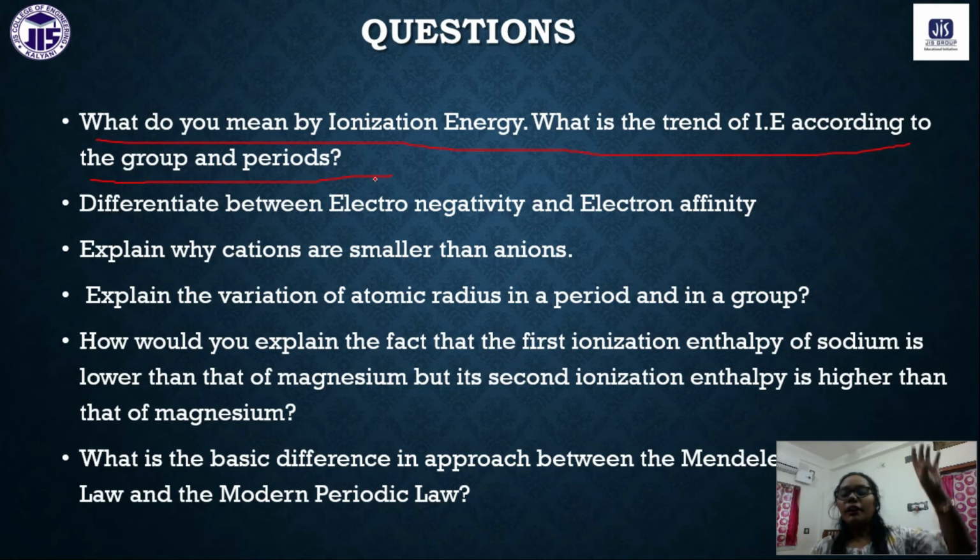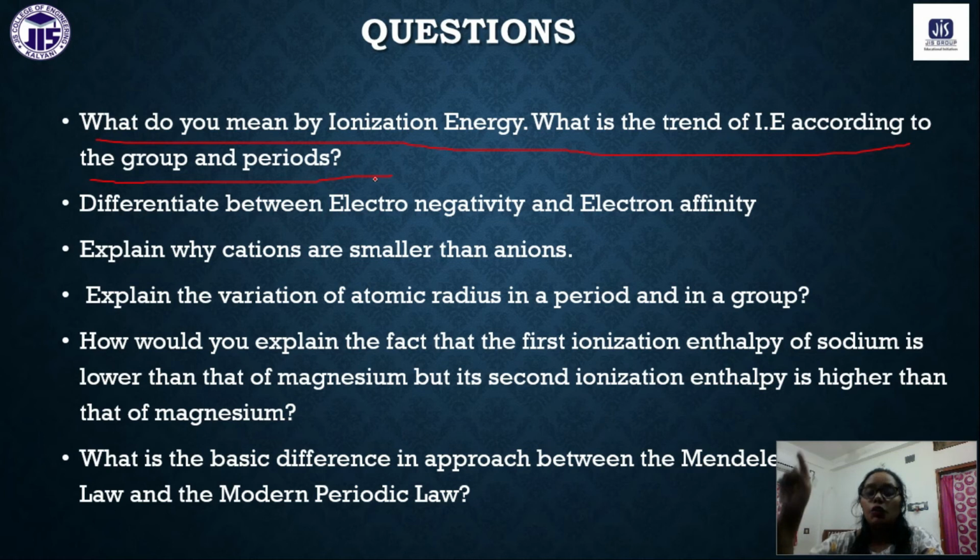So down the group the size will increase, and the nuclear attraction force will decrease, and thus we have to provide a very small amount of energy to remove that electron from the outer orbital. That is why the ionization energy we have to provide is very less.